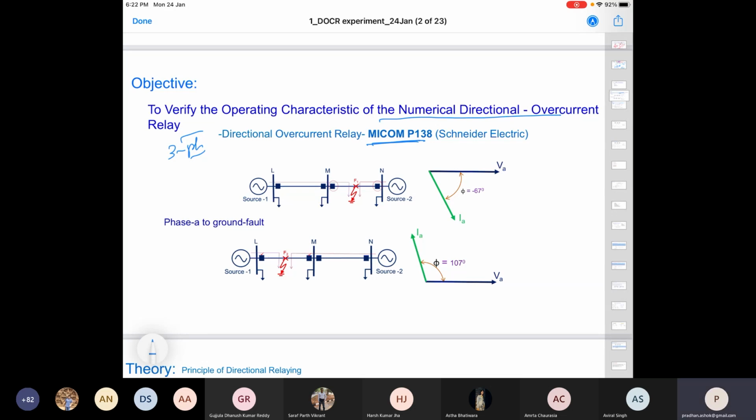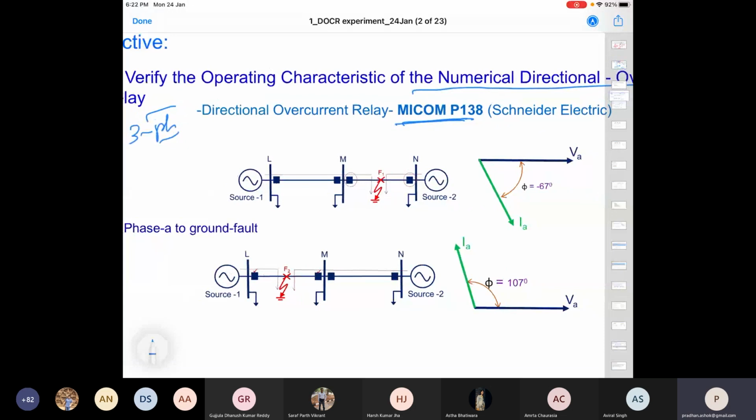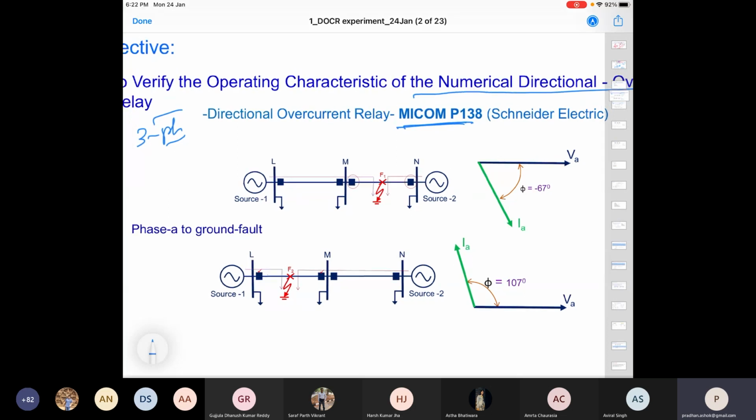So what is the little bit of theory on this? Let us say this is a 3-phase system, or equivalently, for our study purpose, a single-phase system at this moment, for clarity. You can extend it to the 3-phase system, and we'll go to the 3-phase system afterwards also. As I told, directional relaying is required only when the system is interconnected, with sources at both the ends. Otherwise, in a radial system, you don't require it.